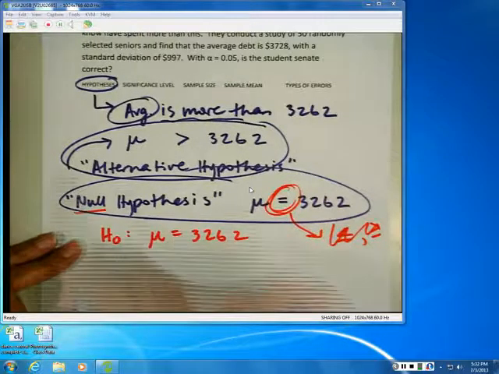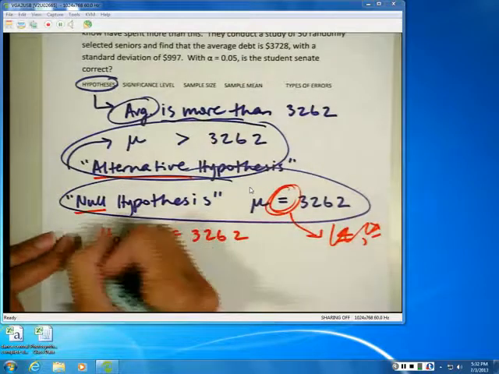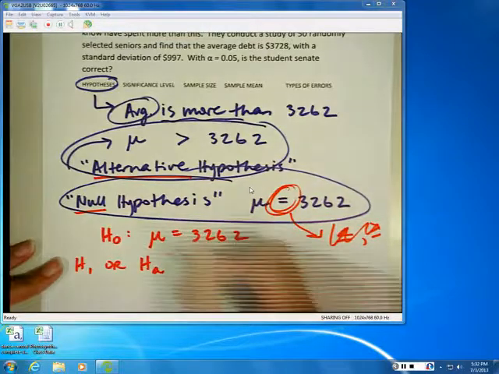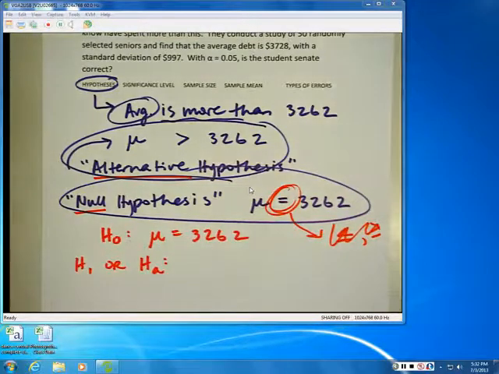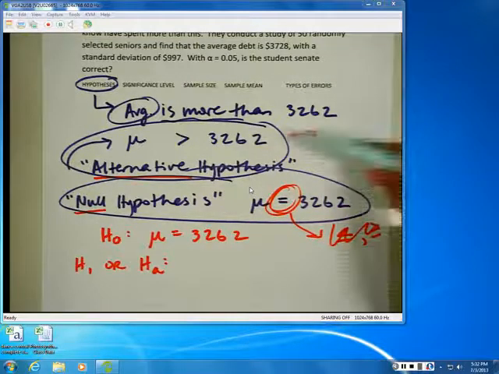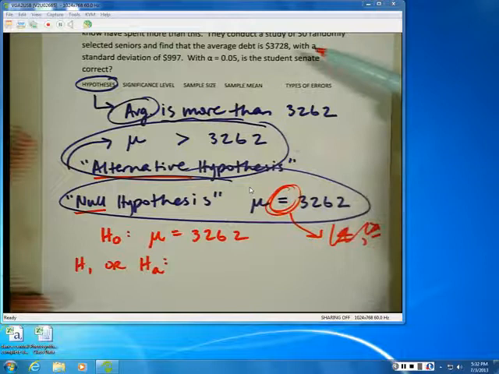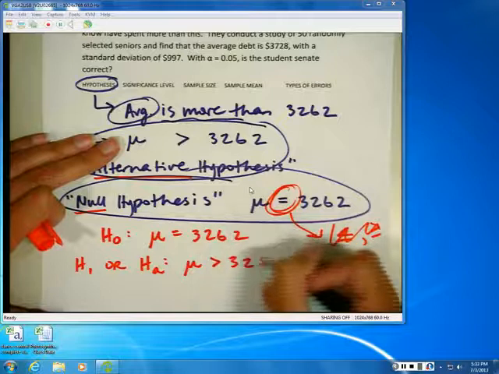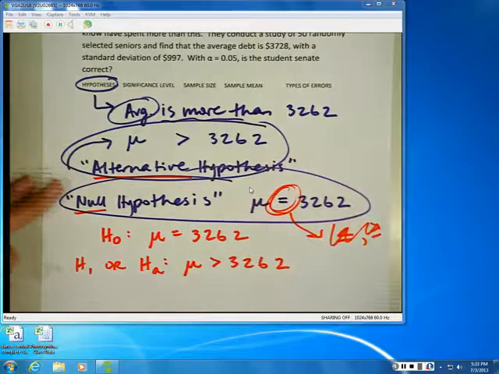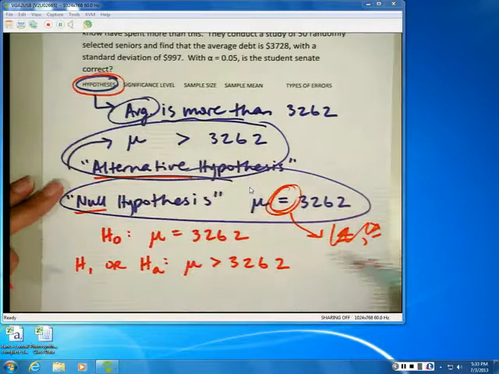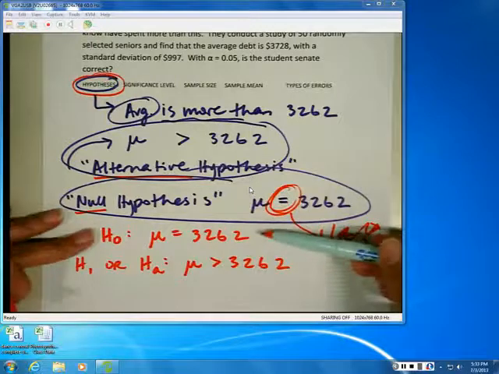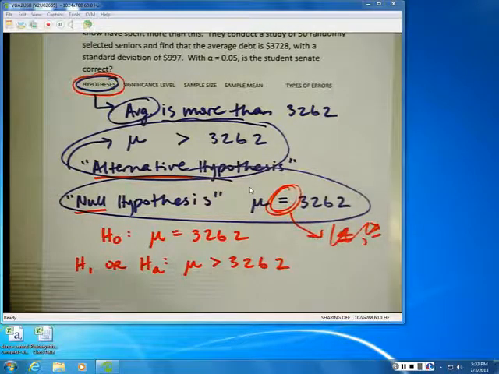The second hypothesis was the alternative hypothesis. We're going to state that as h sub 1, or you'll also see h sub a. So h sub a or h sub 1, the alternative hypothesis, is typically but not always the claim. Okay, so the Student Senate thinks that the average is more than 3262. These are our hypotheses. So we always have two hypotheses for each statistical test. The null hypothesis that includes the equal, and the alternative hypothesis. In this case, our alternative hypothesis has the greater than symbol.